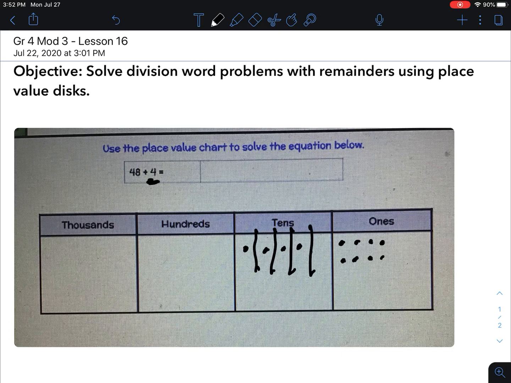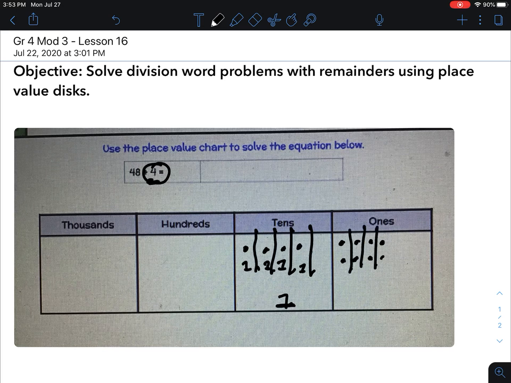So I'm going to separate. There's 1 group, 2, 3, 4. All right. So I have 4 groups. So once you've divided into 4 groups, you ask yourself, how many disks do I have in each group? All right. So each group has 1. So that's the number I put down here. You put the number that you have in each group.